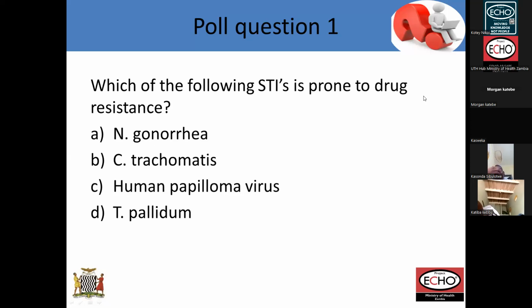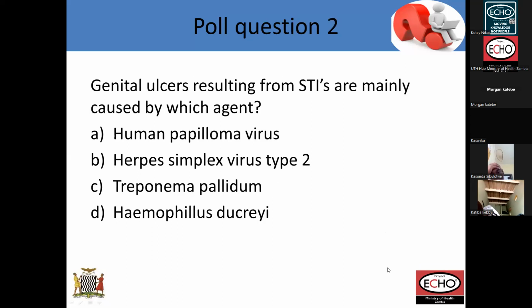Chlamydia trachomatis is quite stable, so it's good with macrolides or tetracyclines. And HPV, that's another story. So yes, it's Neisseria gonorrhoeae.